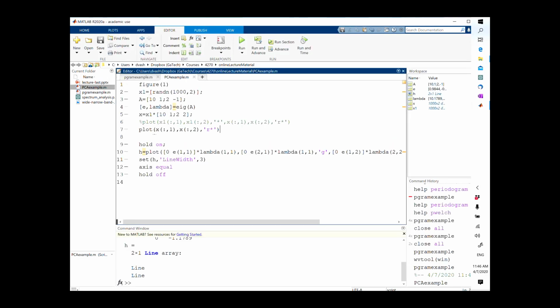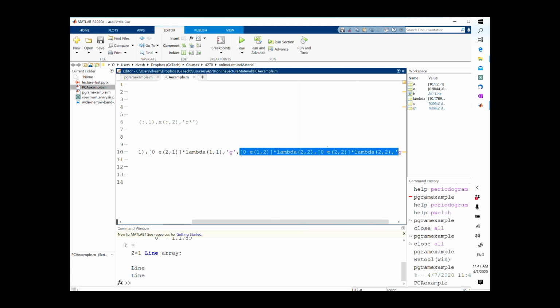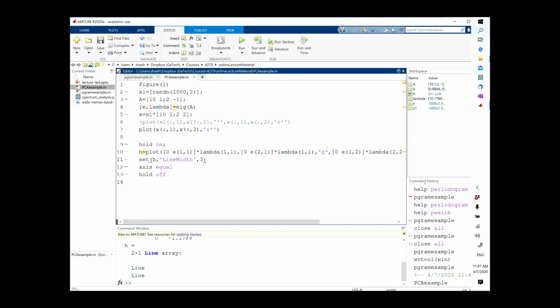So where does that come in? Well, what we plotted here was that long green vector is the first eigenvector of A, scaled by the first eigenvalue of A. And then the shorter one is the second eigenvector scaled by the second eigenvalue of A. And there we go. Okay, so why is this interesting?